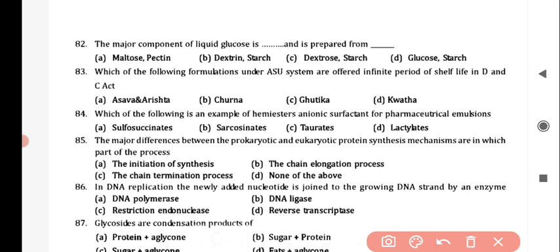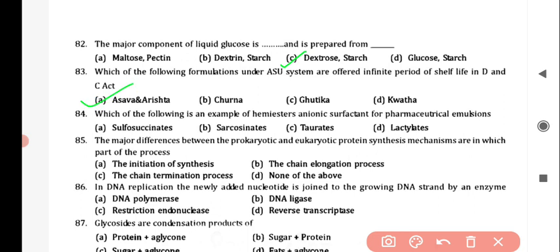Next question is, the major component of liquid glucose is dash and is prepared from dash. So the correct answer is option C, that is the major component of liquid glucose is dextrose and is prepared from starch. Next question is, which of the following formulations under ASU system are offered infinite period of shelf life in D and C Act? And the correct answer is option A, Asava and Arista.